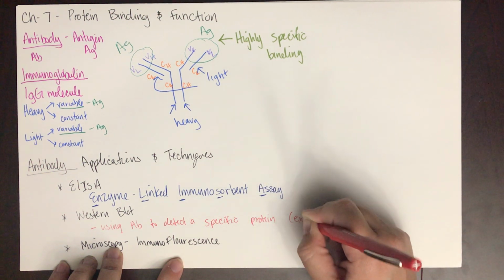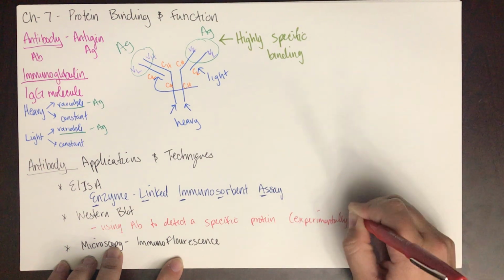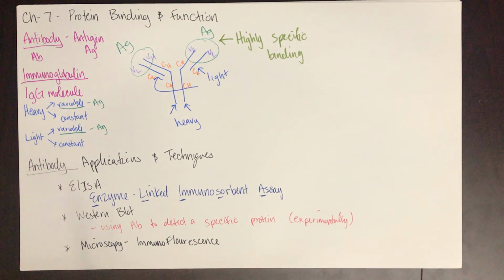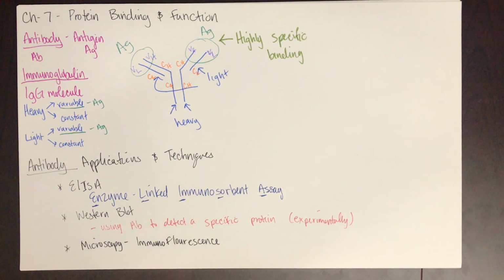And this would be experimentally. If you were seeing how a specific experiment affected the expression of your protein, and then you could use a Western blot to see if your protein expression went up or down, something like that. But this is another way that we can use antibodies in different techniques.